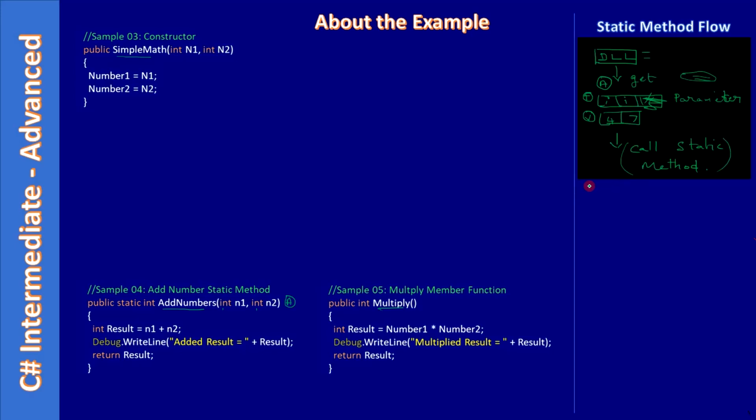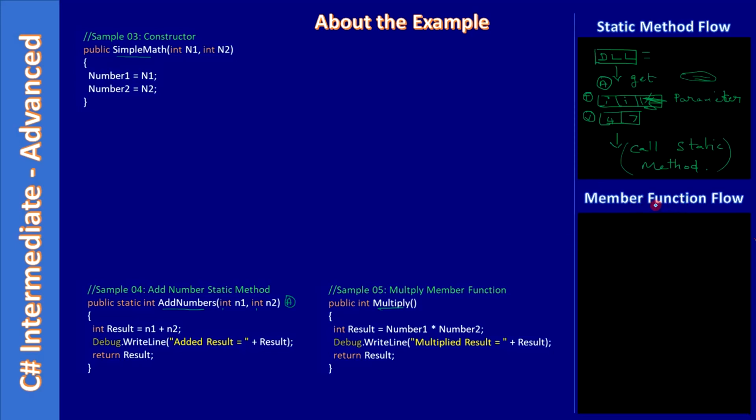Next comes the flow for the member function. For the member function also the flow will be the same. First load the DLL, then construct the object. Here, if you see, we are not constructing it in the static case, but here we have to construct the object. That means we should make use of the constructor. And the constructor needs the same information, like the type array as well as the value array.